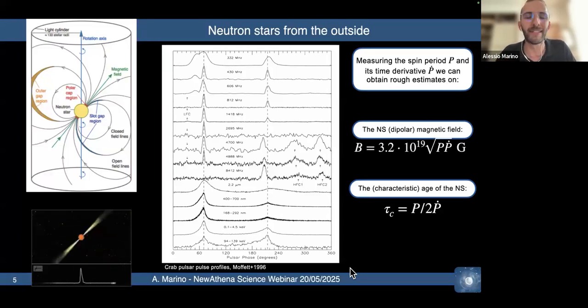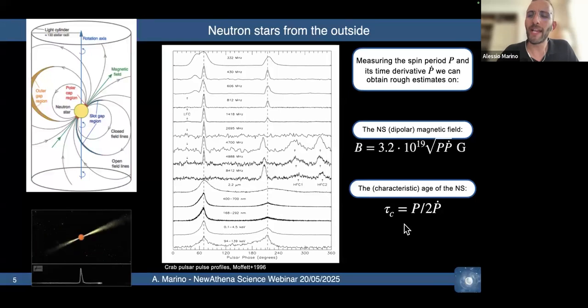And secondly, for the characteristic age, this value is based on the assumption that the magnetic field doesn't change over time. This is a strong assumption. We know that actually the magnetic field tends to decay since the birth of a neutron star, but we can still consider this characteristic age as an upper limit on the real age of this neutron star. This is something that will come back in this talk.